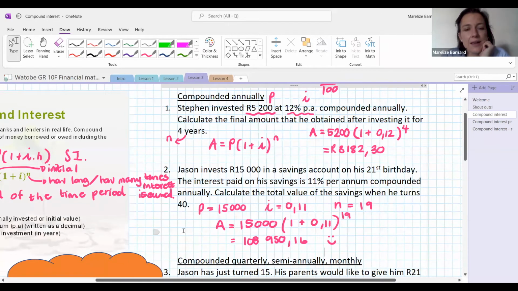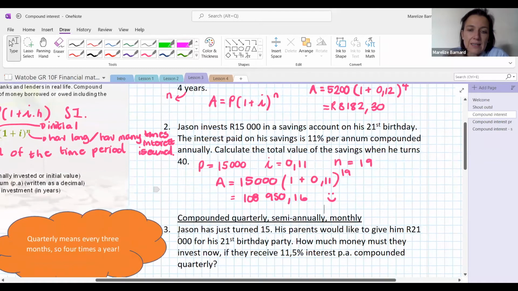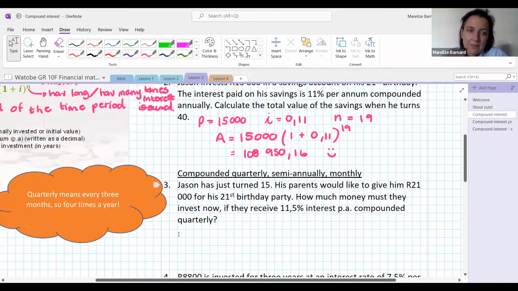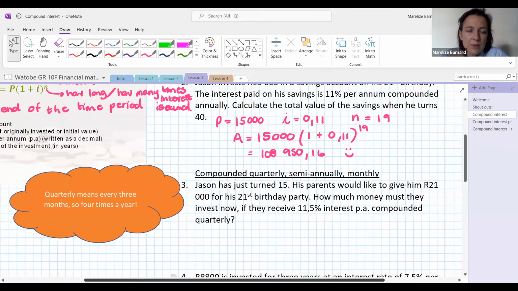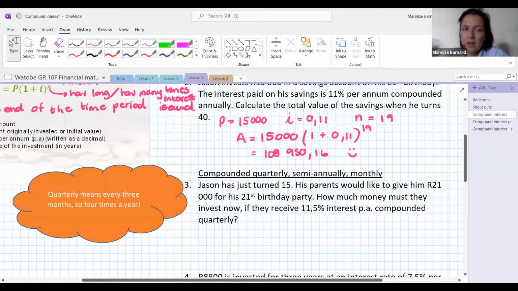Now, let's see. Sometimes it changes the number of times the interest gets compounded, in other words, calculated or added onto the investment. Sometimes that changes, and that can happen quarterly, semi-annually, or monthly. If you want to take a screenshot of these little bubbles, because it says how many times a year quarterly translates to. So quarterly, there are 4 quarters in a year. You earn interest every 3 months. So that means you will get interest 4 times a year.